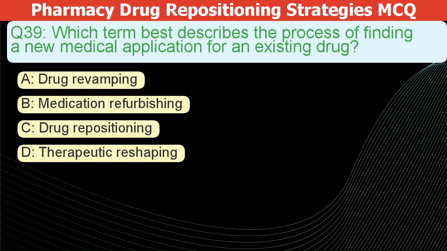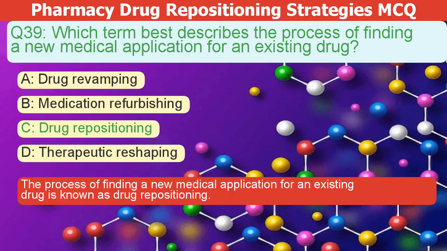Which term best describes finding a new medical use for an existing drug? A. Drug revamping. B. Medication refurbishing. C. Drug repositioning. D. Therapeutic reshaping. The correct answer is C. The process of finding a new medical application for an existing drug is known as drug repositioning.